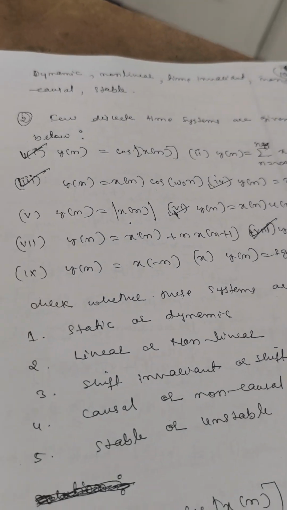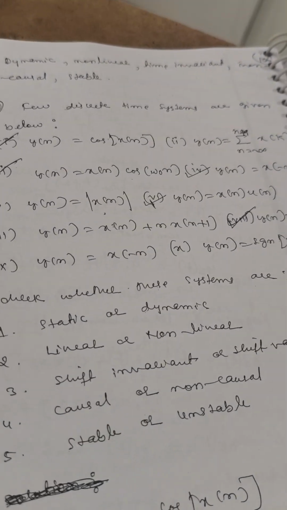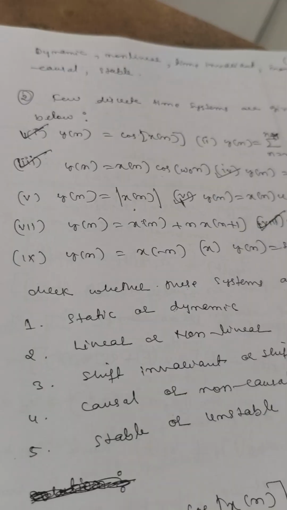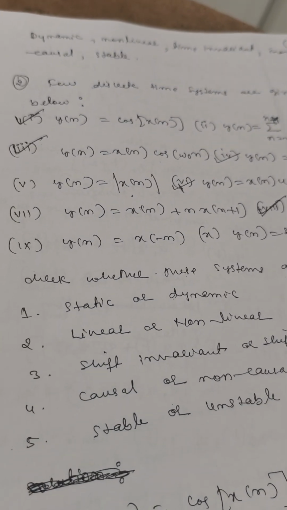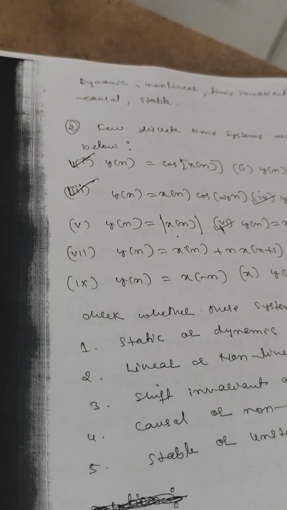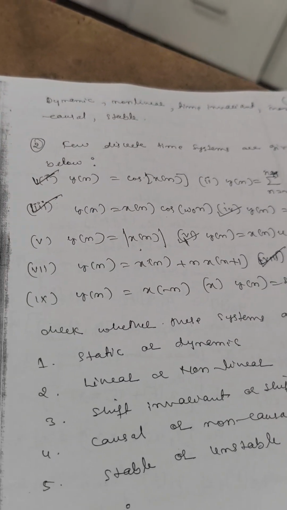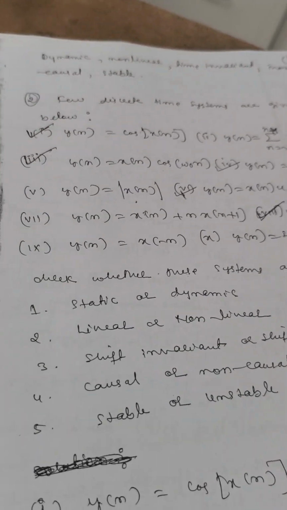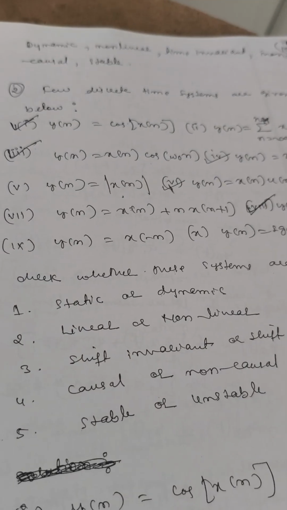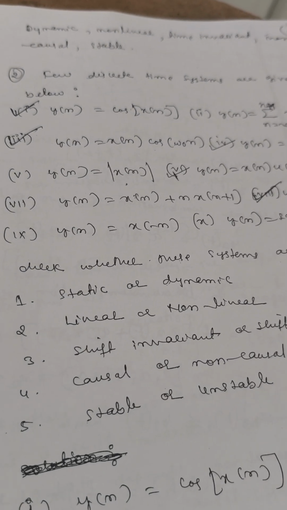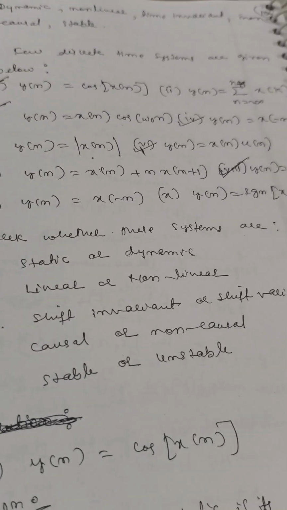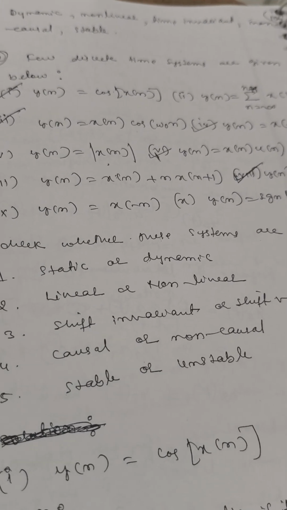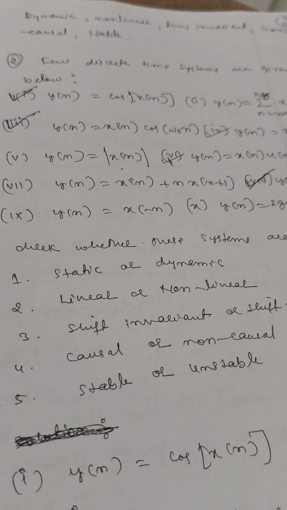I have solved all these problems in the notes. Therefore, for your reference, I will discuss only one or two problems. The rest you have to refer to in the notes. Here I will discuss one problem for our understanding of how we find out the properties of a system, whether it is static or dynamic, linear or non-linear, shift invariant or shift variant, causal or non-causal, stable or unstable.